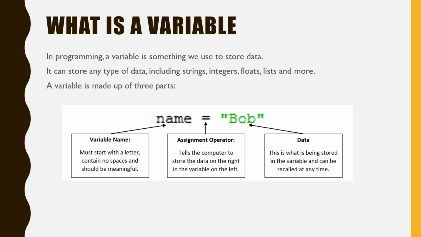Next, we have the assignment operator, which is simply a single equals sign. This tells the computer to store the data to the right of the equals in the variable to the left. Finally, we have the data which is being stored. This can be any data type, but in this example we are storing a string, hence the speech marks. Let's have a look at some examples now.